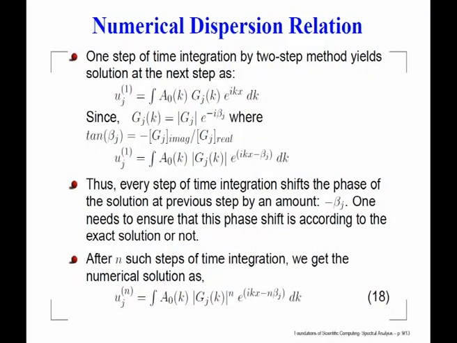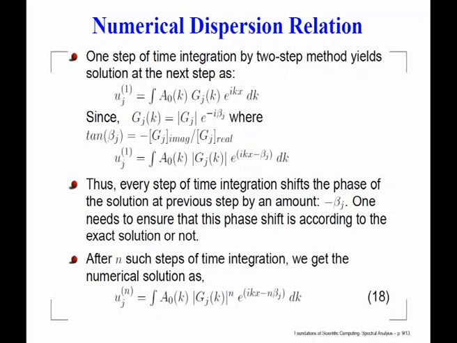Why do I write j? Because each and every point will have a different phase shift. That is what we have developed through this matrix theory, that we can obtain this point wise. So, that is what we conclude here, that every step of time integration shifts the phase of the solution obtained at the previous step by this amount minus beta j. One needs to ensure that this phase shift is according to the exact solution. We need to do that.